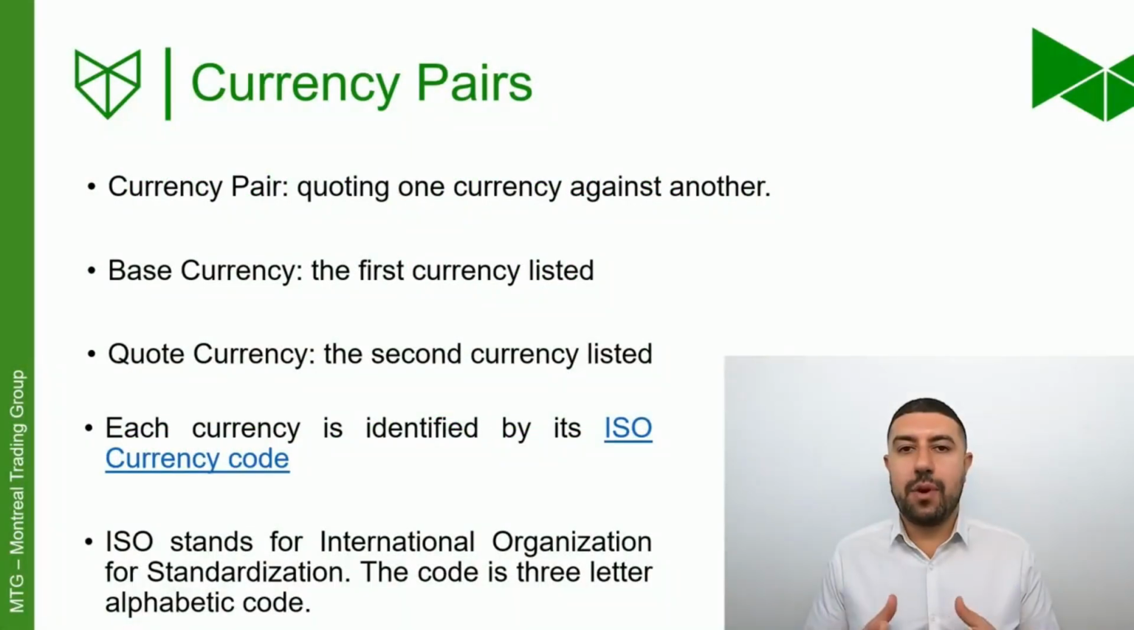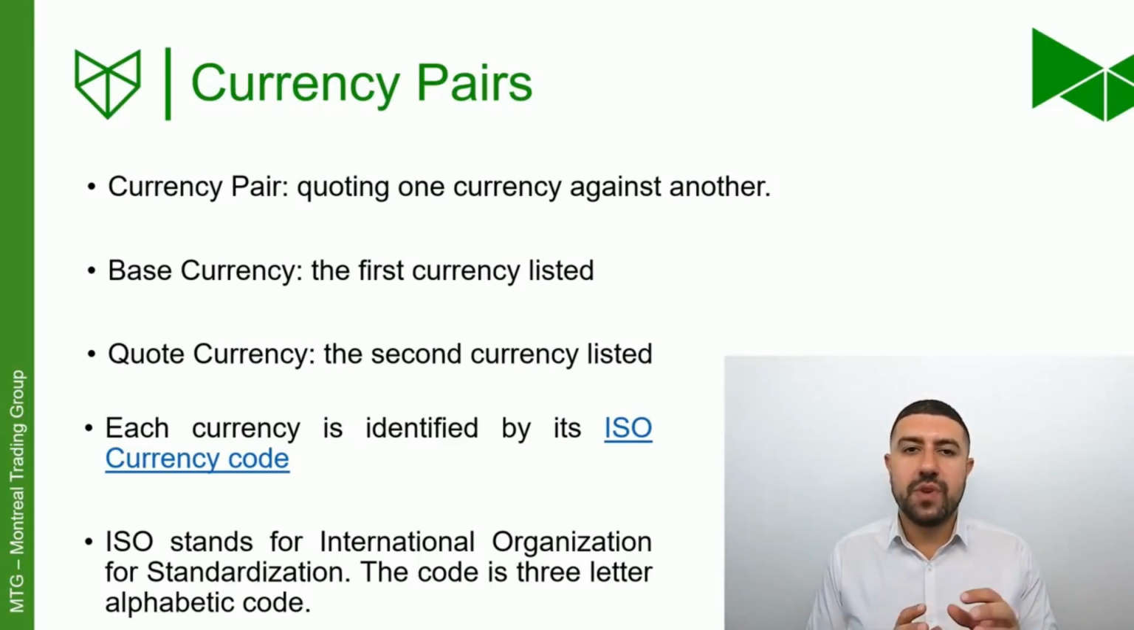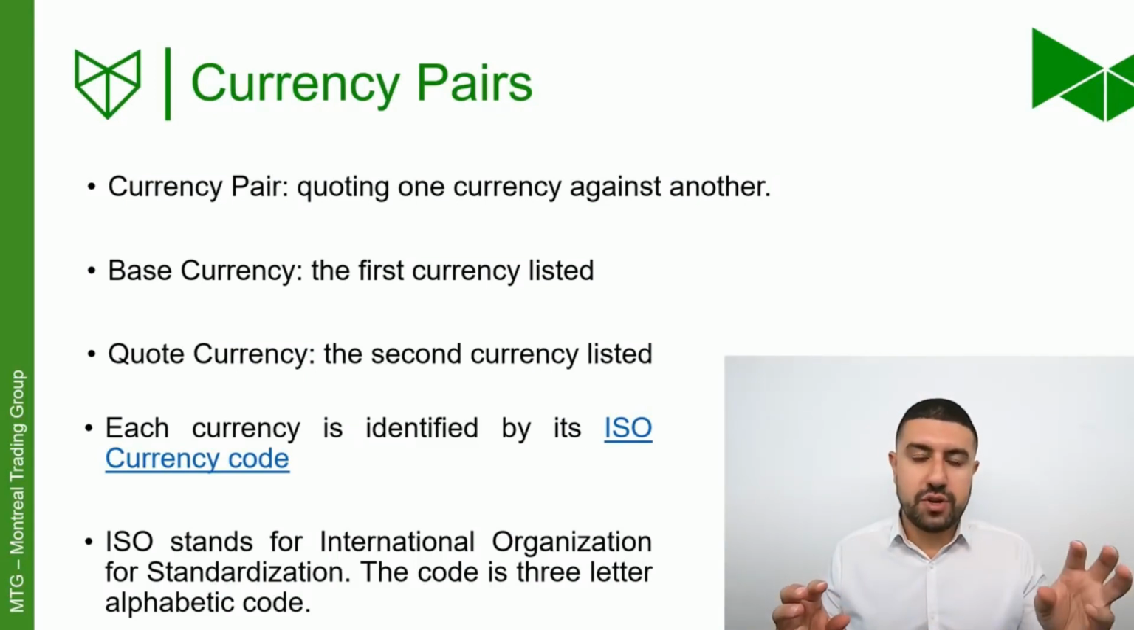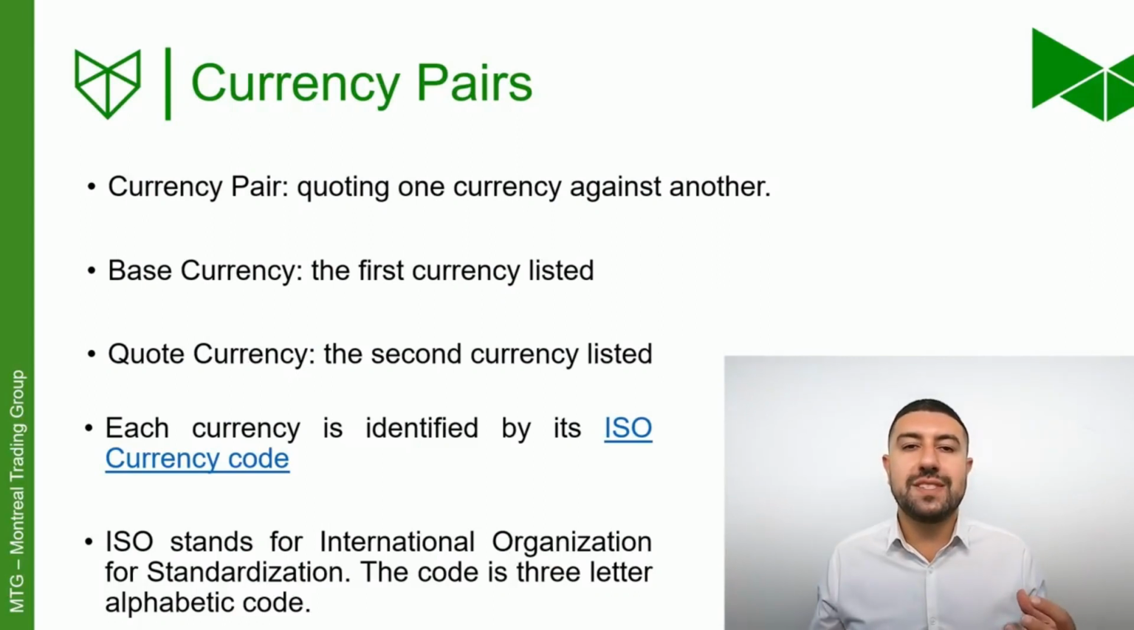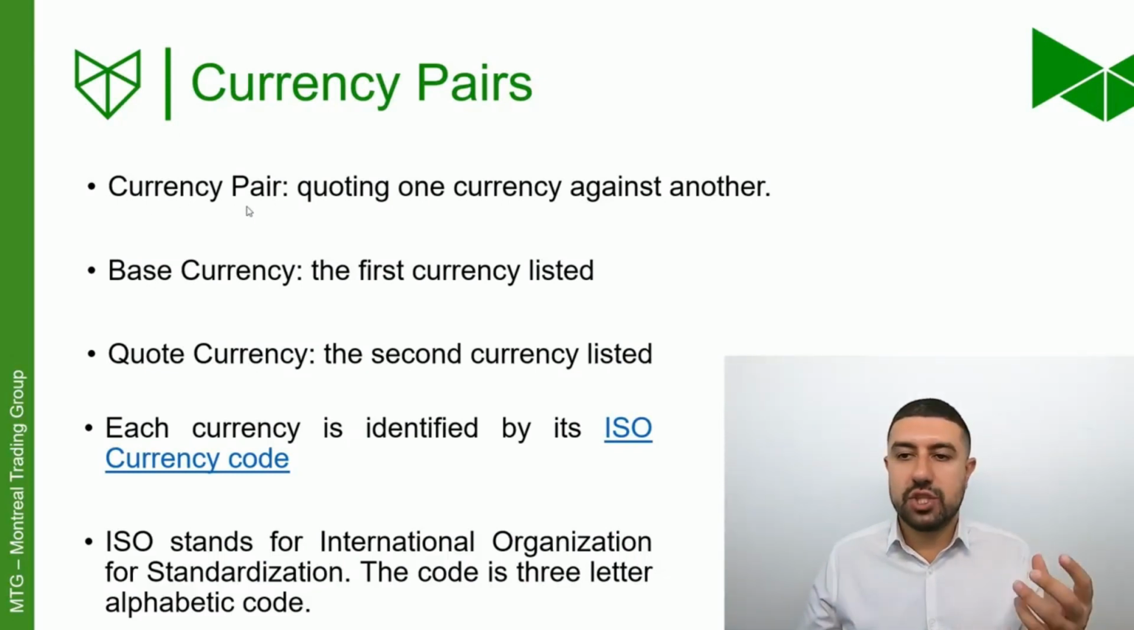So I gave an example about converting US dollars to Mexican pesos, and I said it was $1 to 20 pesos. Well, what is that? How do we talk about this? When you talk about a currency in relation to another currency, we call this a currency pair. So you'll often hear this term: what currency pair are you trading? Which pair are you looking at? A currency pair is just quoting one currency against another, so USD to Mexican pesos, or any combination of currencies.